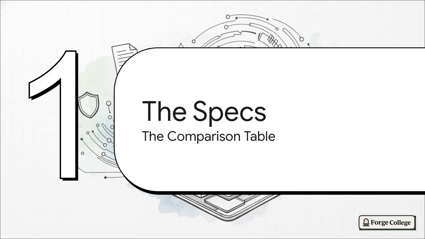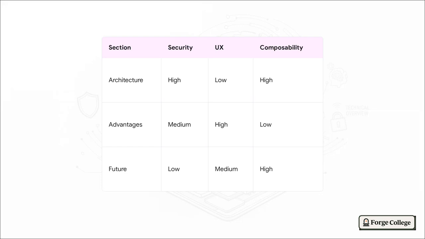And that brings us to Section 3, the specs, where we build out our comparison table. This right here is where the magic happens. This is where we turn subjective, messy feelings into objective, structured data. By mapping specific criteria like security impact, user experience impact, and composability against those 3 main sections we talked about, you create a totally defensible rationale for your editorial choices.